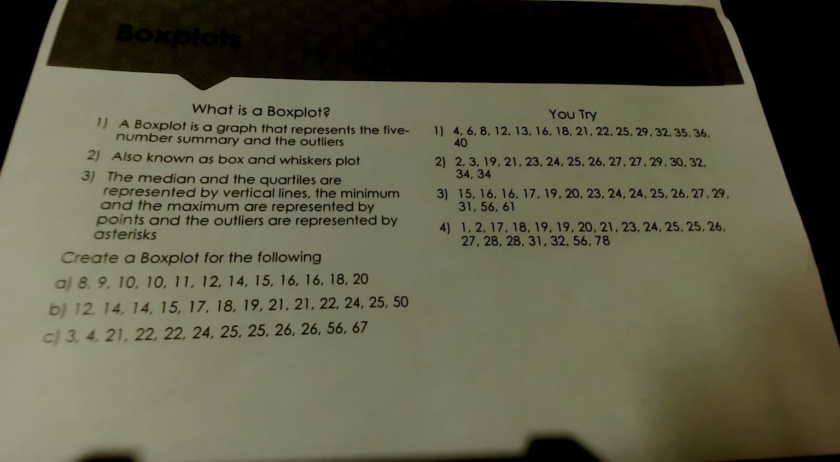All right, final thing we're going to talk about with this topic is an actual box plot. And it all flows from exactly what we've been doing. So a box plot is a visual representation of the 5-number summary and the outliers. Now, it's also known as a box and whiskers plot.